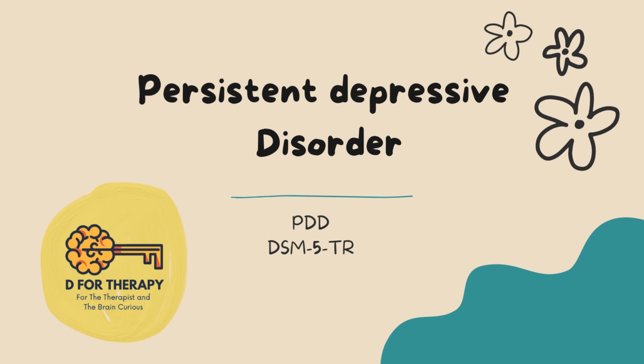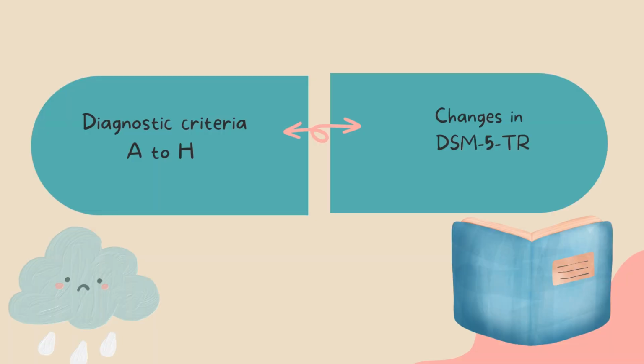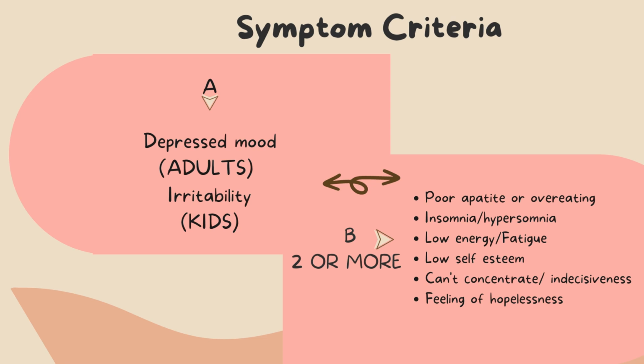In this video of D4 therapy, we will learn about persistent depressive disorder or PDD in 5 minutes or less. We will go over the diagnostic criteria A to H and the changes that have been made in the new DSM-5-TR. So, looking at the symptom criteria, A states that there has to be depressed mood or irritability.